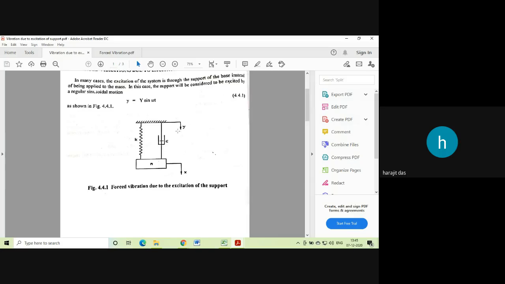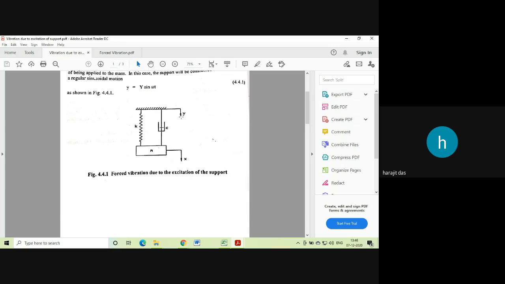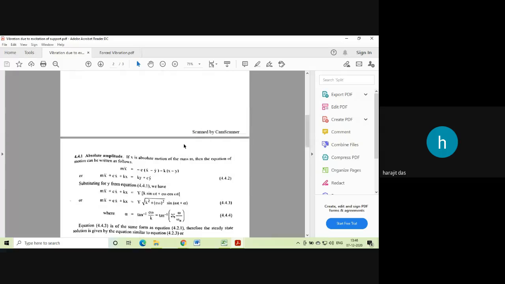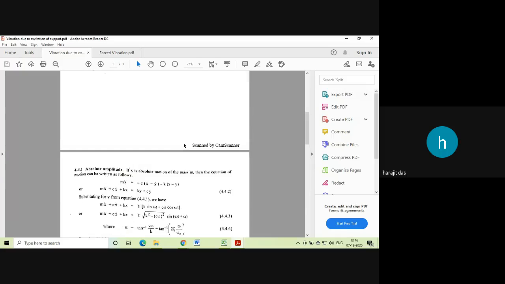But here there will be two velocities, so you get a relative velocity, x dot minus y dot, isn't it? So c(x dot − y dot) will be the relative damping force acting on this mass. And the inertia force, understood? The inertia force will simply be m·x double dot, because you are calculating the absolute amplitude.